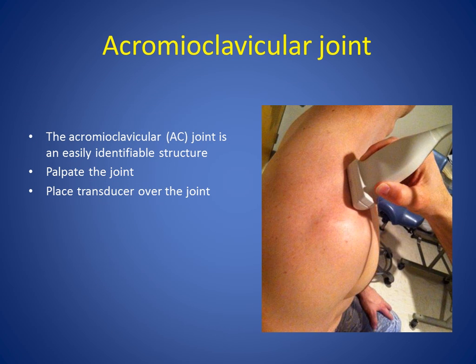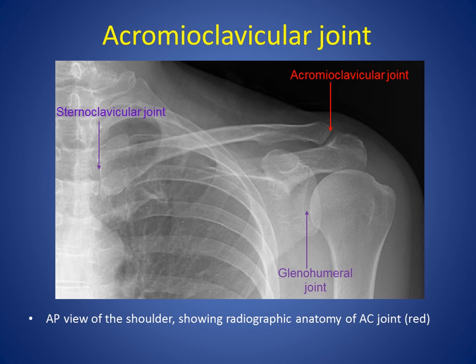Okay, we're going to move to the acromioclavicular joint. The acromioclavicular joint is an easily identifiable structure. You can palpate it. For ultrasound, you can put the probe right on top of it. And here's your radiographic anatomy of the acromioclavicular joint.